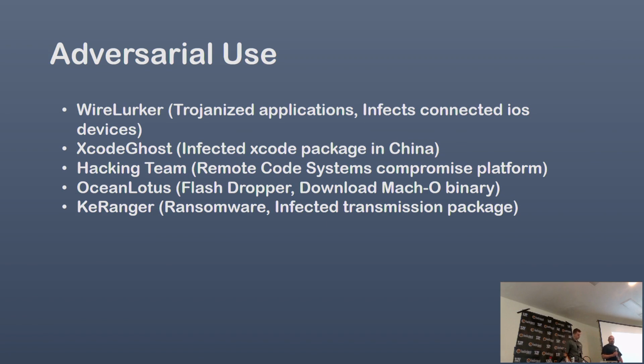Adversarial use, we'll briefly cover this. A lot of people like to think that they're more secure because they're running OSX. But in fact, there are quite a few adversaries out there that use this for malware. Hacking Team, for example, has a remote control system, a remote code system compromise platform, which is basically their closed source version of what we have, I'm assuming, where they can do screenshots, key logging, and all that stuff remotely through their own RAT. So people do operate with it.